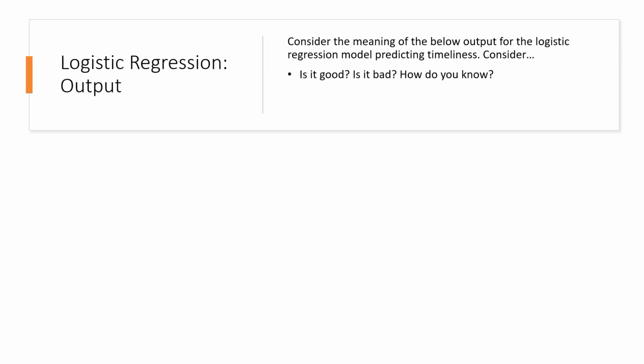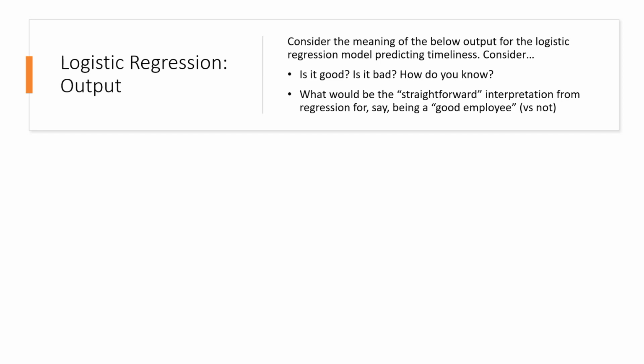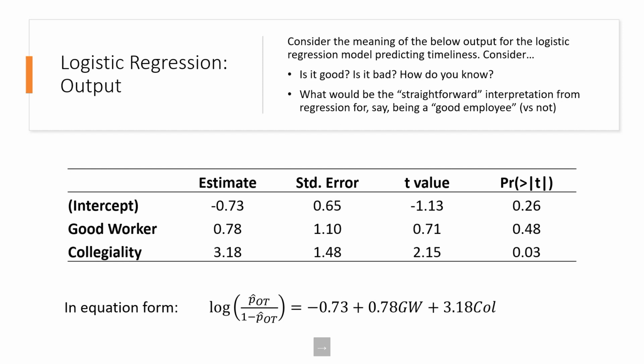So consider the below output. Is it good? Is it bad? How do you know? And then consider what you would typically interpret this output to say. So looking through this, we might start with the p-value just like before. We'd say collegiality is the only statistically significant variable related to whether or not a person's going to be on time after accounting for if they're a good worker or not. In this particular case, good worker, 0.78.